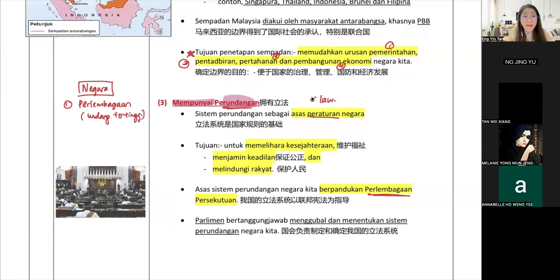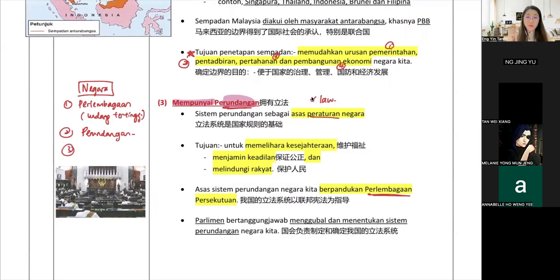Form 4, chapter 9. We created this law first. Okay? Write it down. And then after that, we base on the perlembagaan to create the perundangan, which is the undang-undang for every single state. Undang-undang that we are using right now. Good with this one? This one is undang-undang.